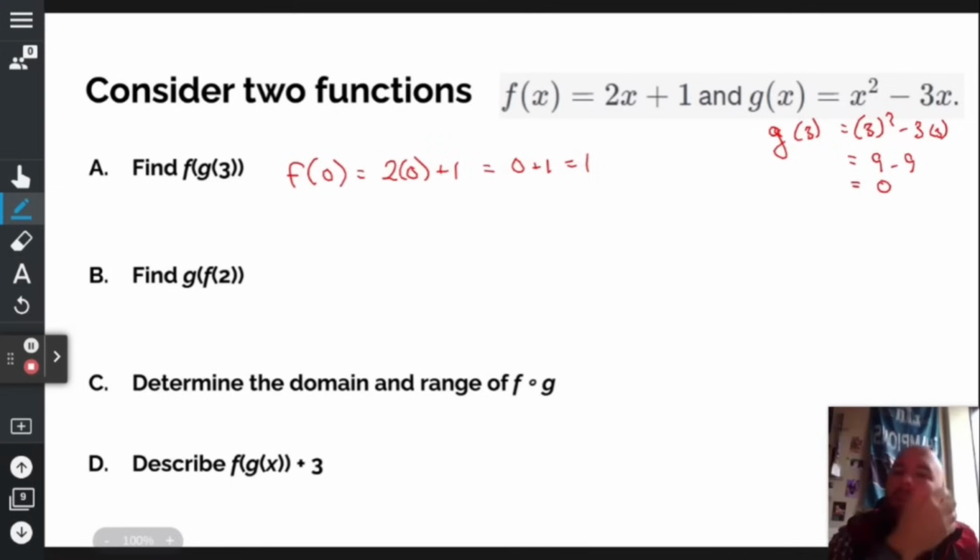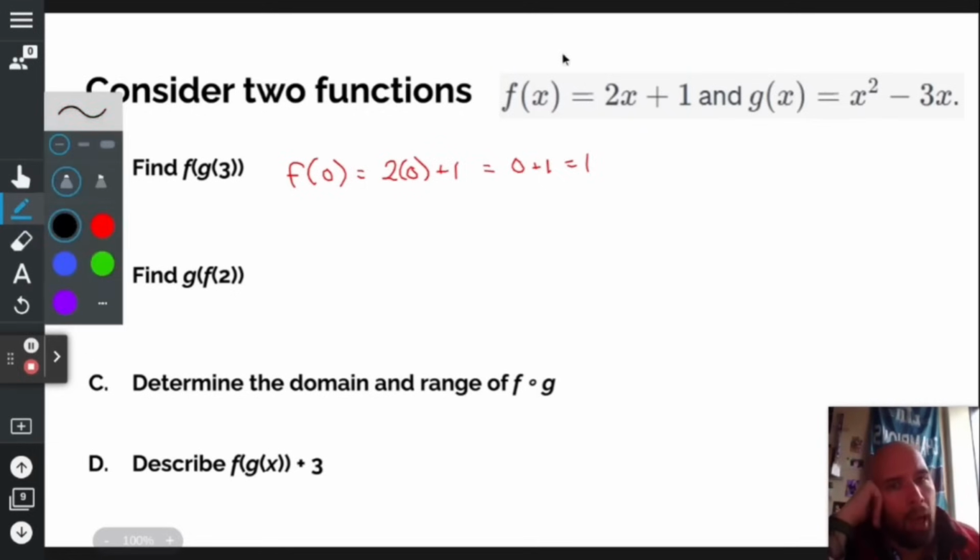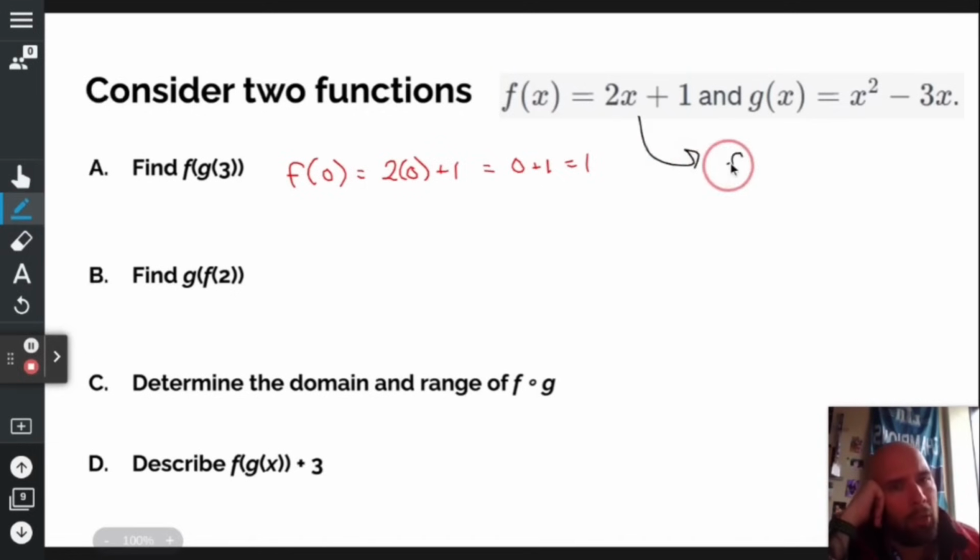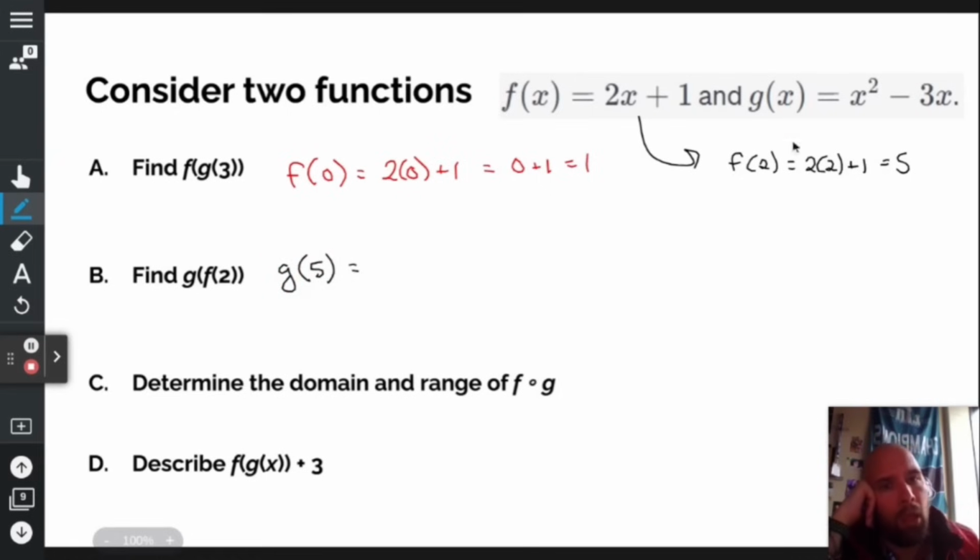Bang! Now, this guy, I'm working a little backwards. Now I want g of f of 2. So f of 2 is going to be 2 times 2, which is 4, plus 1 is going to be 5. So I need g of f of 2, which means g of 5. G of 5 is going to be 5 squared minus 3 times 5, so 25 minus 15, which is 10.